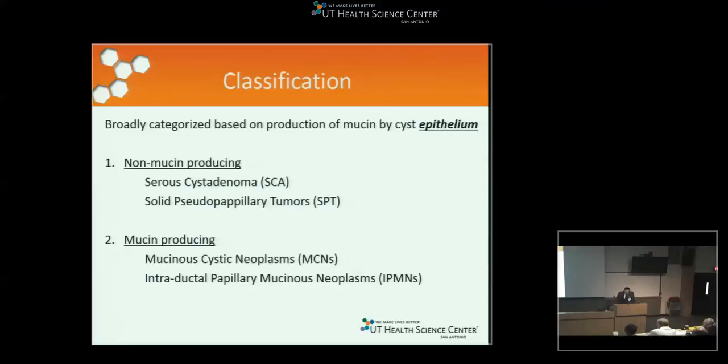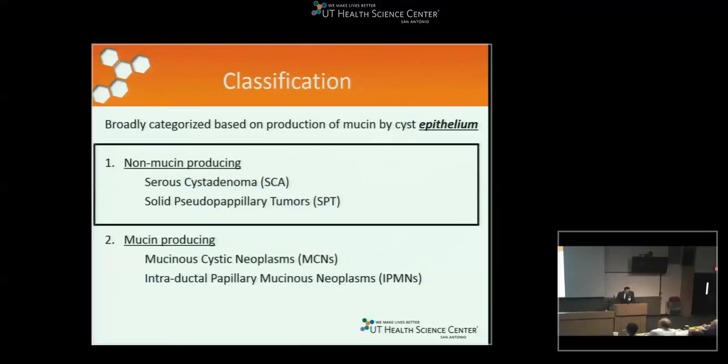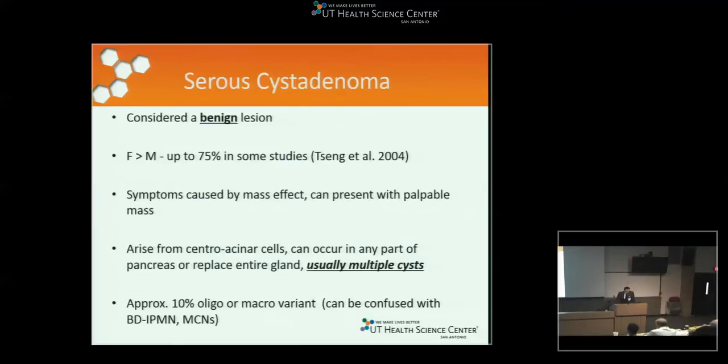I'll begin first by talking about non-mucin producing cysts: serous cystadenomas and solid pseudopapillary tumors. As a general rule, as I mentioned, serous cystadenomas are benign lesions. They have a strong female preponderance of up to 75% in some studies, and although they're often incidentally found, they can cause symptoms via mass effect and present with a palpable abdominal mass.